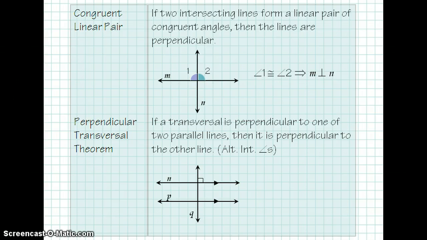So next one. If a transversal is perpendicular to one of two parallel lines, then it is perpendicular to the other line. That's just a matter of alternate interior angles. You can also think of it as corresponding angles, etc. Any of those would be correct. So if N is parallel to P and N is perpendicular to Q, then P is perpendicular to Q.